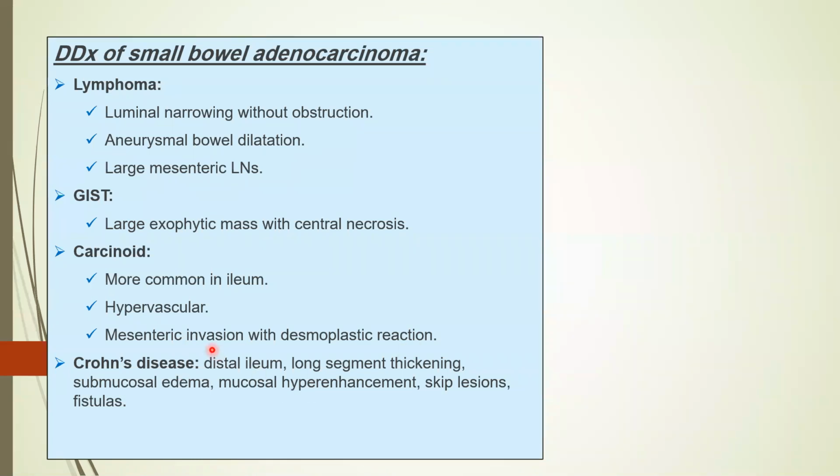Crohn's will be seen in the distal ileum, with long segment thickening or mucosal hyperenhancement and edema, skip lesions and fistula. But sometimes it is difficult to differentiate adenocarcinoma from Crohn's disease. The metastases are usually multiple, and the patient is already a known case of primary.